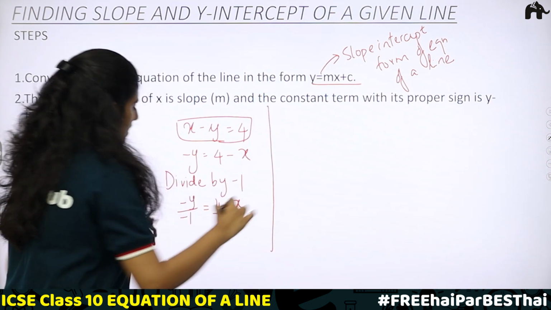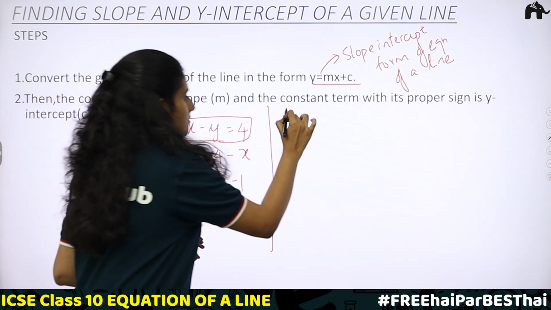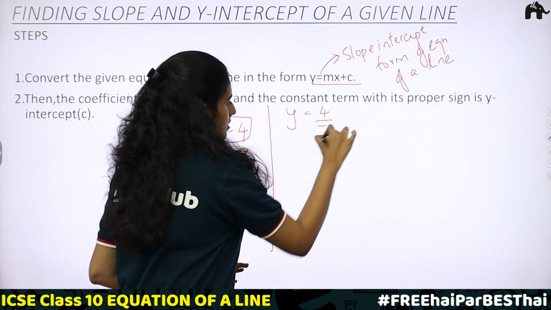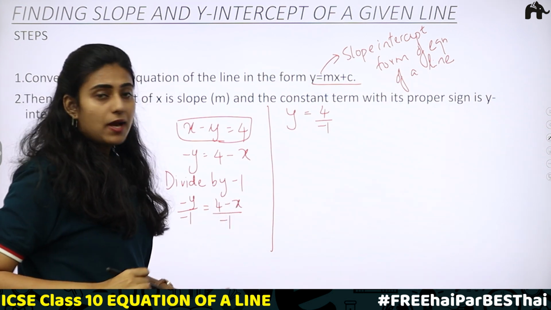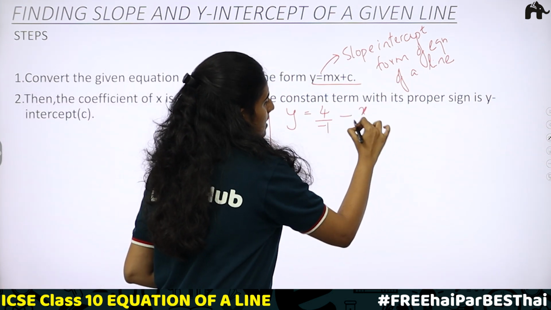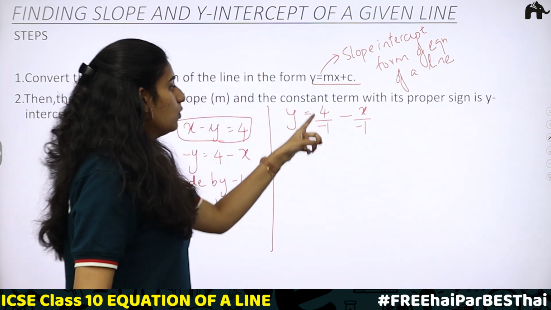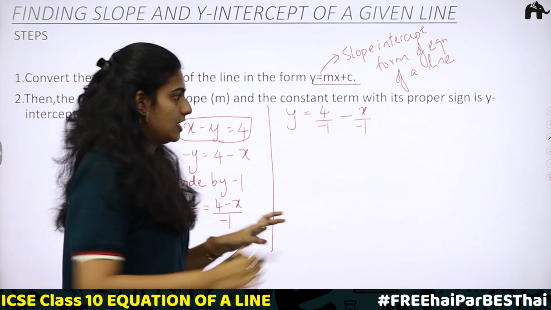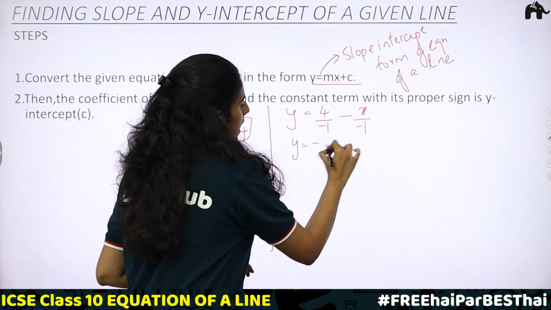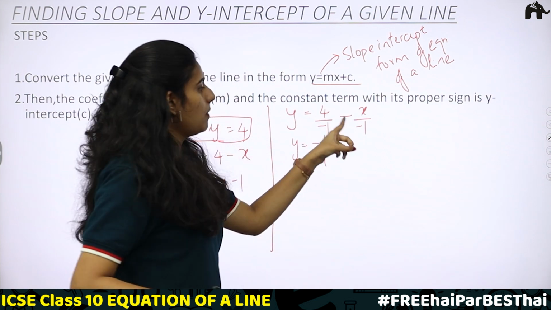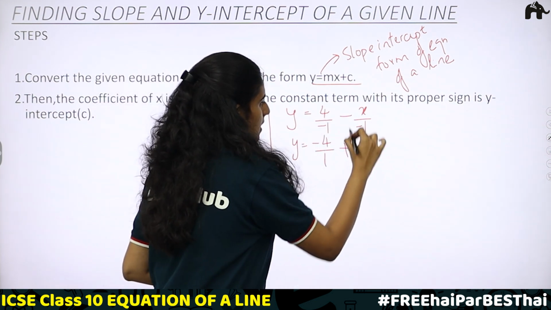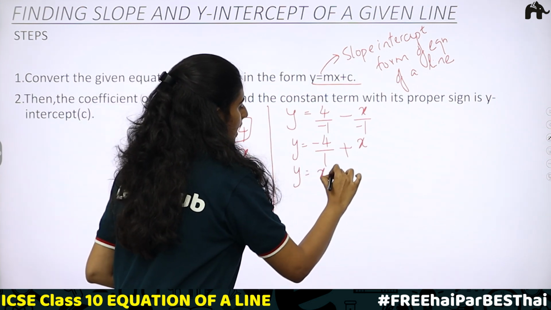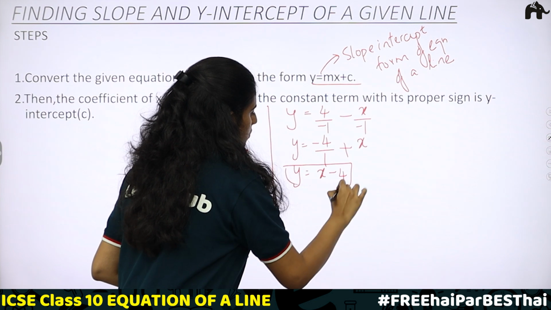That is, minus y by minus 1 is y, is equal to 4 divided by minus 1, then minus x divided by minus 1. What is 4 divided by minus 1? We never keep the negative sign in the denominator. Take it to the numerator. y is equal to minus 4 by 1. Then minus of minus becomes plus, plus x. Or y is equal to x minus 4. This is the form.